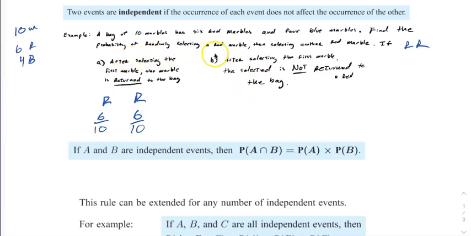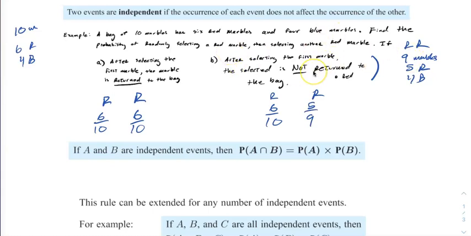Now let's look at option B. After selecting the first marble, the selected marble is not returned to the bag. So in that case, the first time we do it, the odds of getting red are 6 out of 10. But here, we're not going to put the marble back in the bag. Now there's one less marble. In this case, there are 9 marbles total. There's only 5 red, since we selected red earlier, and there are 4 blue. So the odds of getting red the second time would be 5 out of 9.